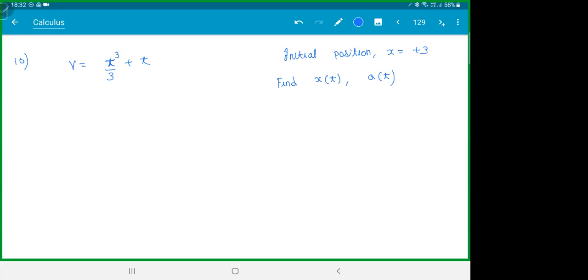A is t square. A is easy. So for acceleration, you just need to differentiate. So that would be t square plus 1. To get the position, I'll give you a minute. For that, you have to integrate. So that's what I was saying. If I give you b, you need to know whether you should differentiate or integrate.